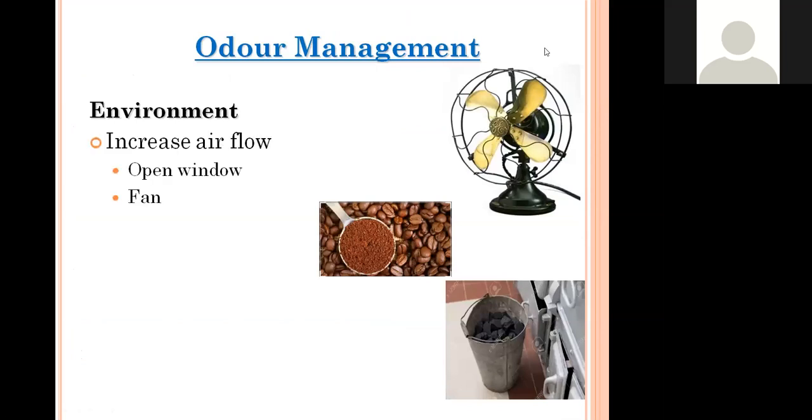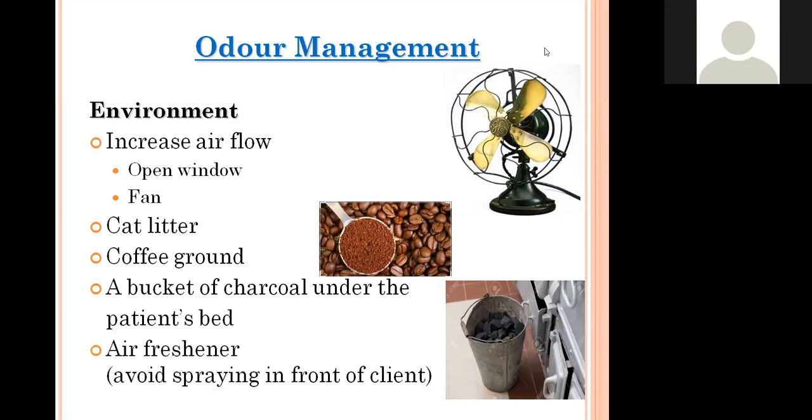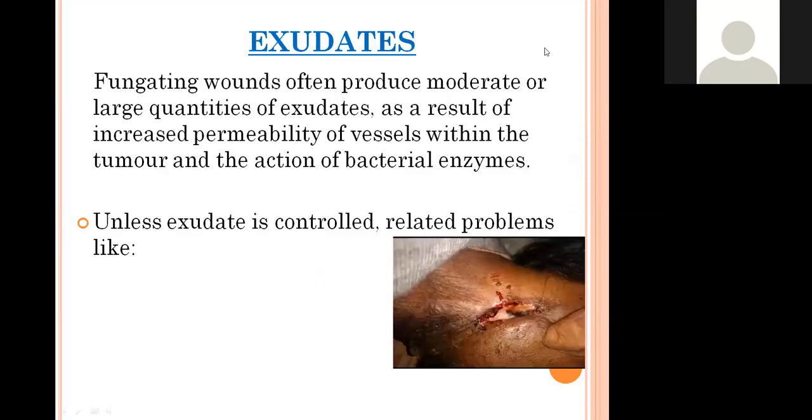So modifying the environment, like increasing airflow by opening windows and using a fan, cat litter. So far we have not tried this, but it has been mentioned in the literature. I found that cat litter is known to reduce odor, but so far we have not tried. Coffee ground, it really helps to reduce odor. Keeping a bucket of charcoal under the patient's bed or in the corner of the patient's room does help to reduce odor. And air freshener, but avoid spraying in front of the client. But most of our patients do not prefer us using air freshener, as they said that they do not like the smell. So depending on what the patient is comfortable with, we do that.